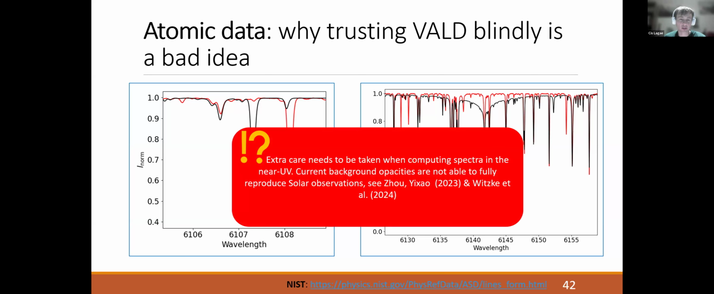And lastly, something I'll just quickly touch on is that it's important to take extra care when you look at lines in the near UV, or when you create synthetic spectra in the near UV, because a lot of the atomic data or background opacities are not able to fully reproduce solar observations. So there are some missing opacities there, which could cause a mismatch between your synthetic spectra and your observations. There are two papers here you can have a look at. They don't really touch on the issue, but they have figures that show this mismatch between observations and near UV spectra.